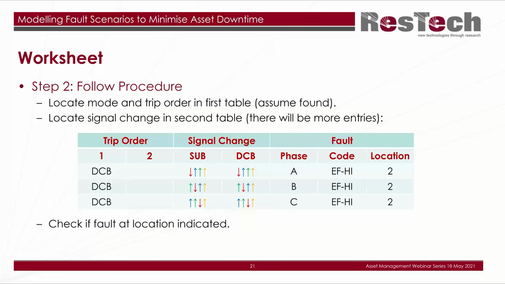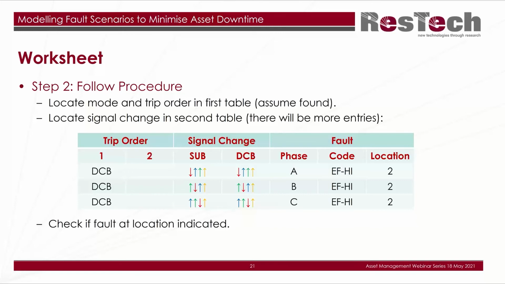And then the second part is from that link from that table, it will refer to another table, which basically is a table for that particular mode and trip order that has combinations of signal change. And here I've basically shown a table with only 3 entries in it. This would actually have more things in there. But basically it shows that there's a set of different signal changes.